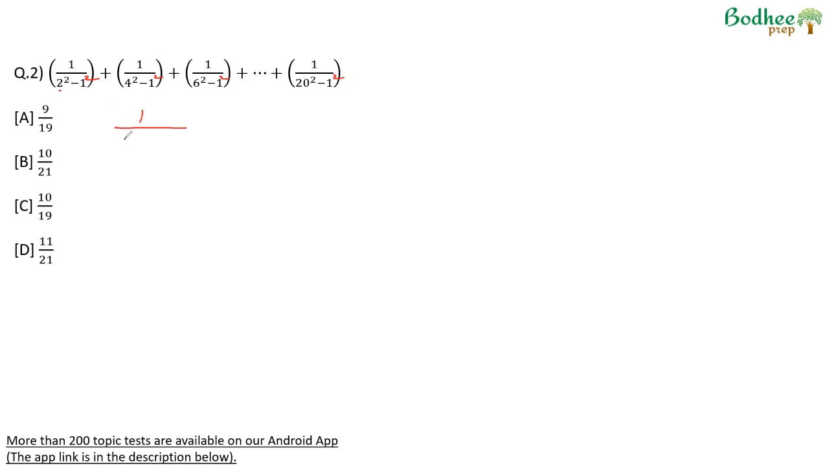So 2 minus 1 will be 1 into 3, plus 1 upon 4 minus 1, 4 plus 1: 3 into 5, plus 1 upon 6 minus 1, 6 plus 1: 5 into 7. These are odd numbers essentially, 1, 3, 3, 5, 5, 7 and so on. Finally, the last term will be 1 upon 20 minus 1, 19 into 20 plus 1: 19 into 21.